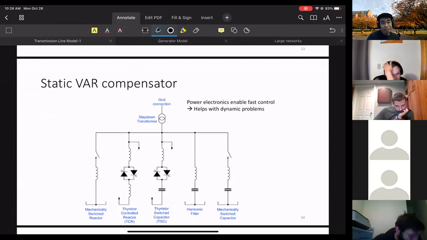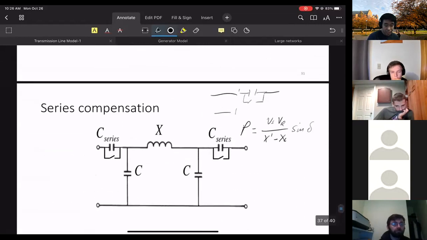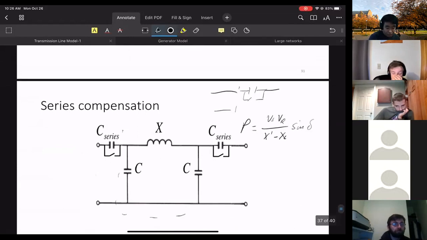And all of this, as you can think, is driven again by the fact that we can do nothing to the line. Okay, so often, if you look at this, this is your transmission line. Okay, so this is the transmission line.